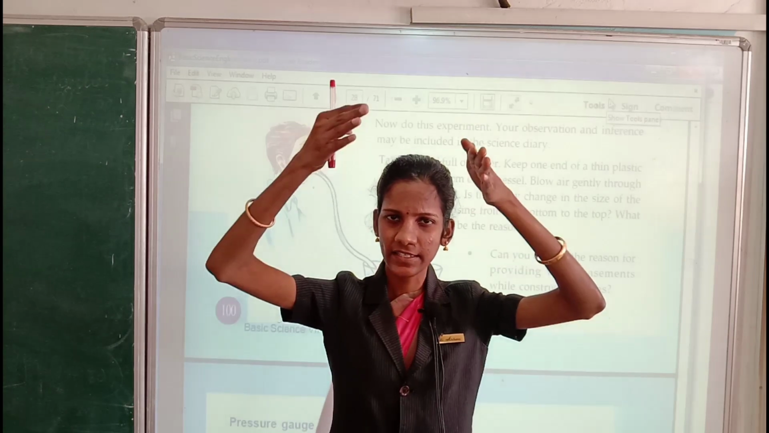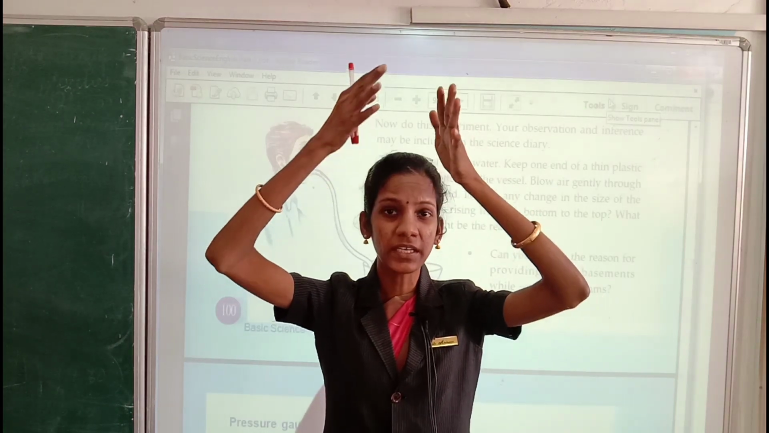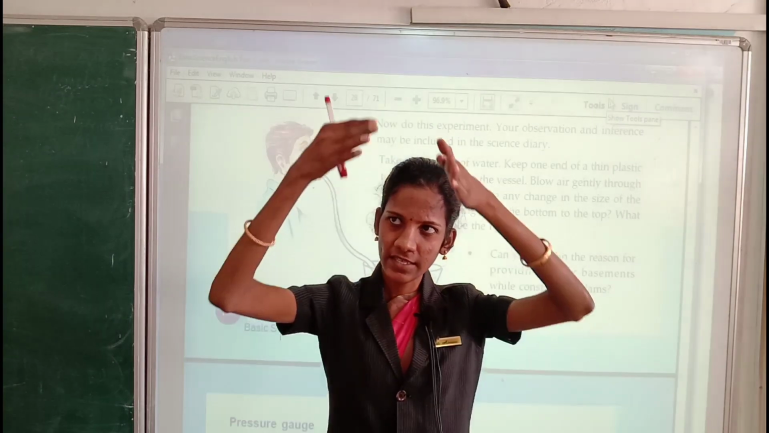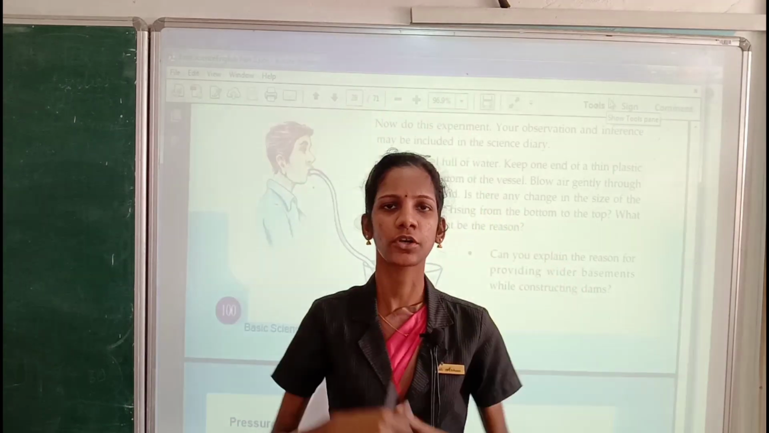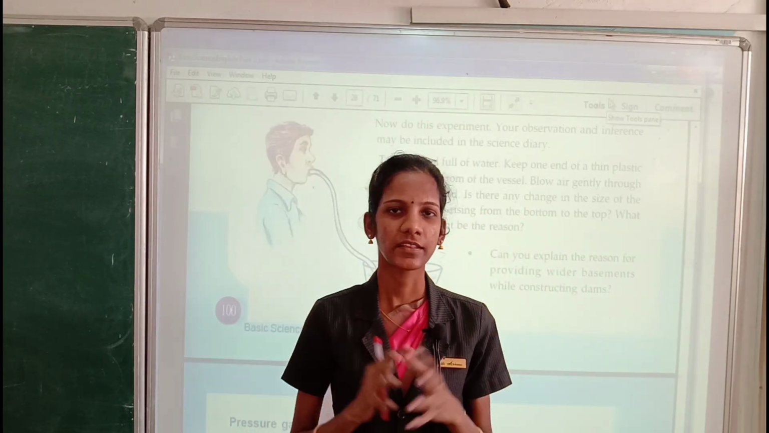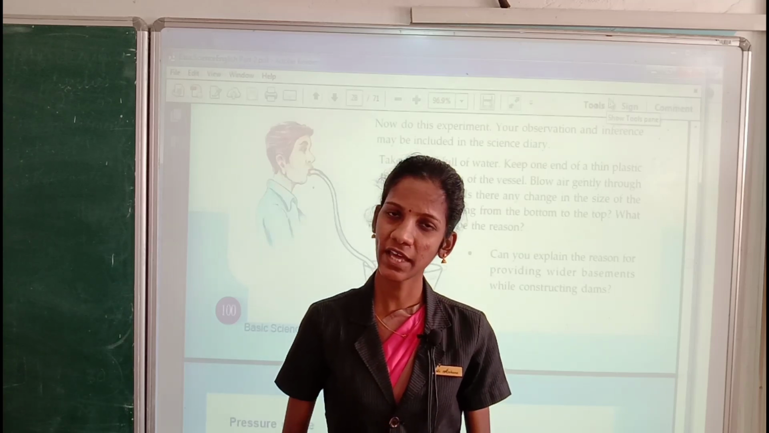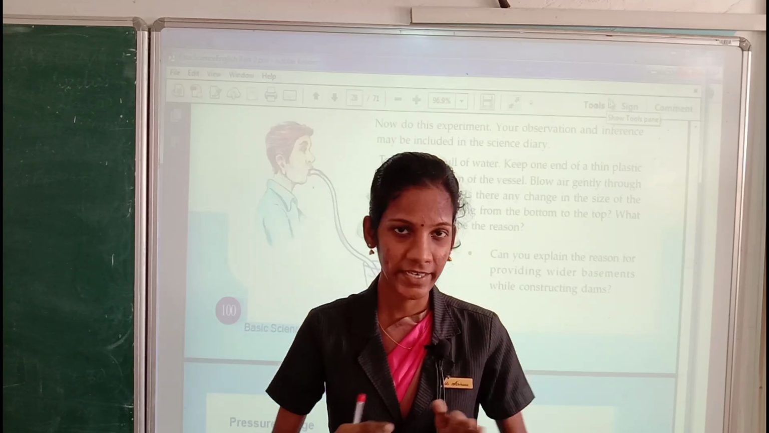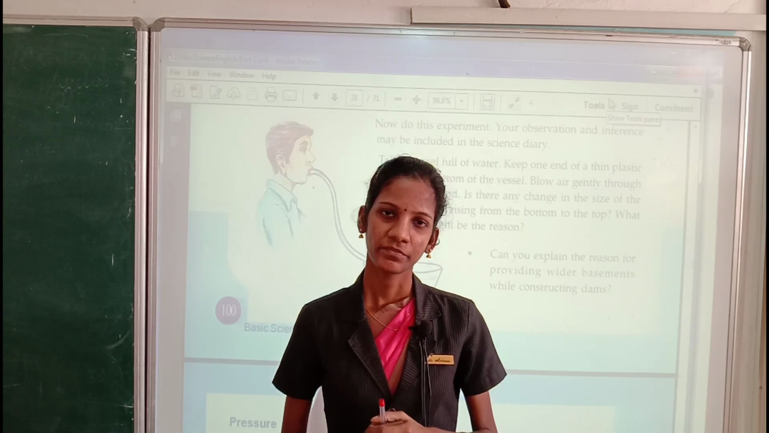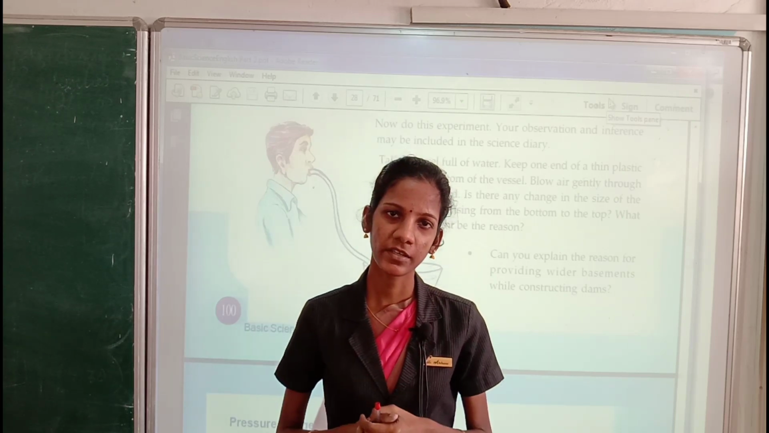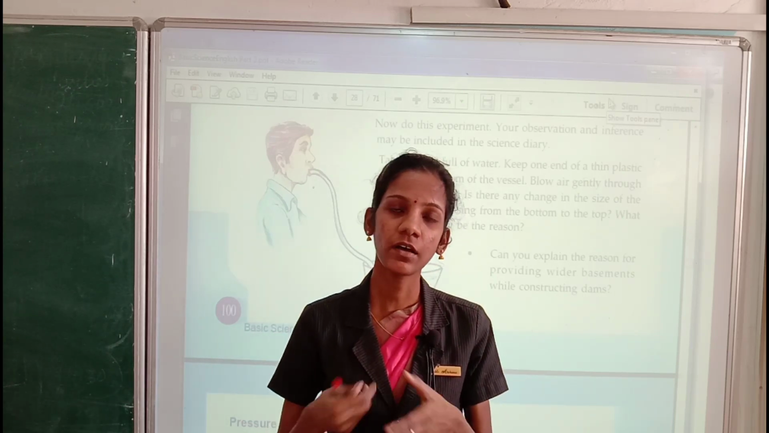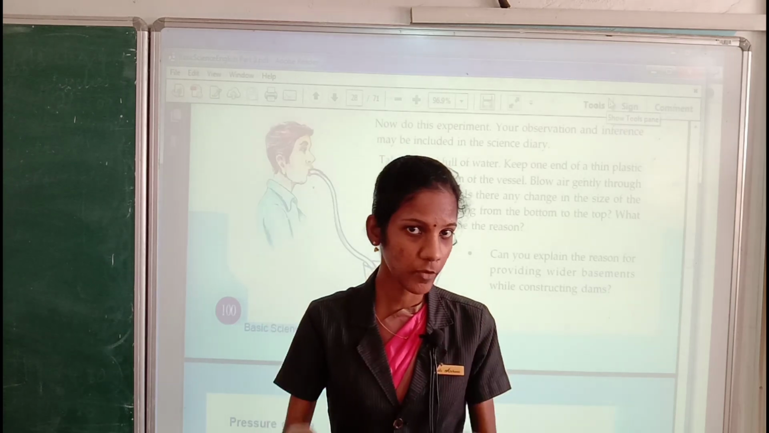As the height increases, the width of the basement decreases. അല്ലേ, ഹൈറ്റ് കൂടുന്നതിനനുസരിച്ച് ബേസ്മെൻറ്റിൻ്റെ വിഡ്ത്ത് കുറഞ്ഞു കുറഞ്ഞു വരും. അങ്ങനെയാണ് നമ്മൾ ഡാമിലൊക്കെ കാണുന്നത്, അല്ലേ, ഡാം കൺസ്ട്രക്ട് ചെയ്യുമ്പോൾ കാണുന്നത്. എന്തുകൊണ്ടായിരിക്കാം ഡാമിൻ്റെ ബേസ് വൈഡറായിട്ട് കൺസ്ട്രക്ട് ചെയ്യുന്നത്? അതെ, ഏറ്റവും കൂടുതൽ പ്രഷർ അനുഭവപ്പെടുന്നത് എവിടെയാണ്? It will be at the bottom of the water body, or it will be at the bottom of the dam.